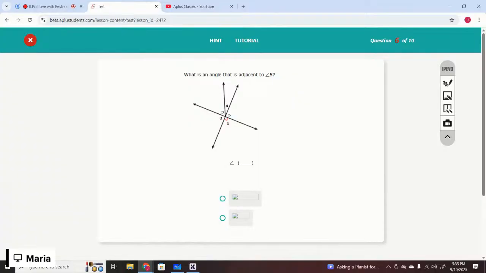What is an angle that is adjacent to angle 5? Two angles are adjacent to angle 5, right? Angle 1 and angle 4.